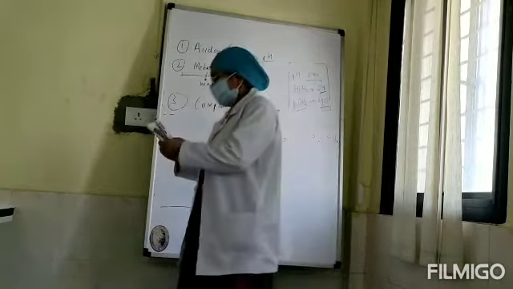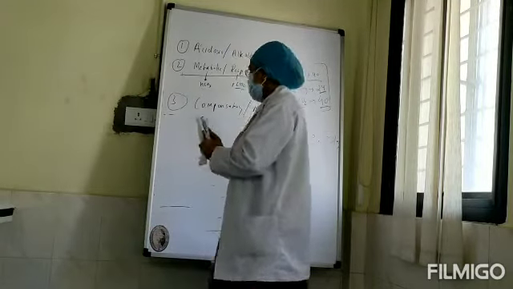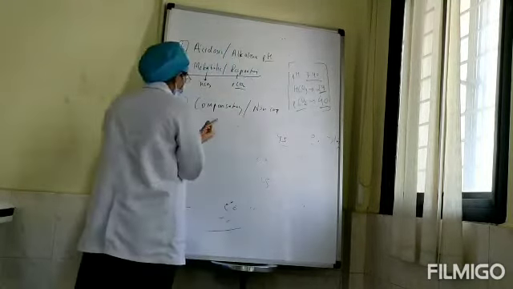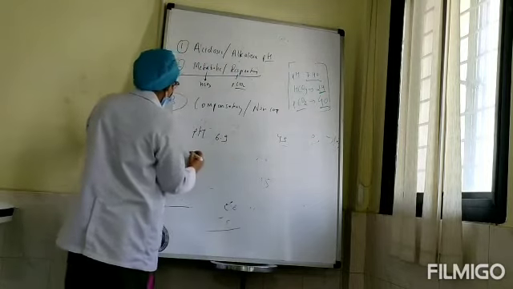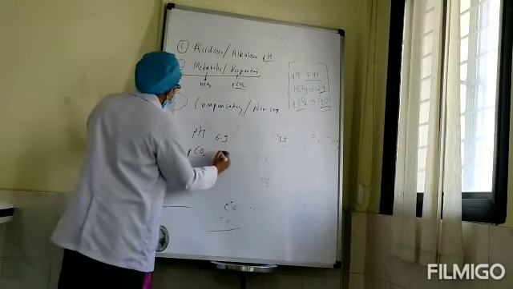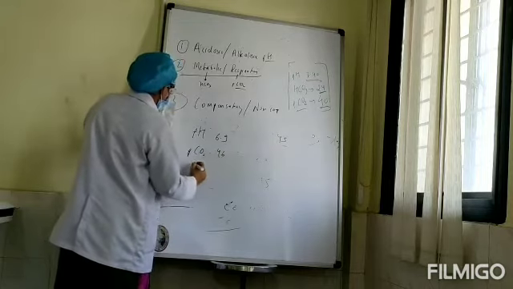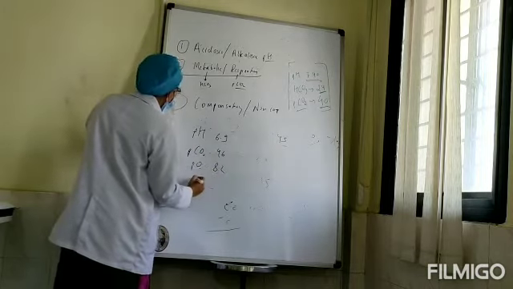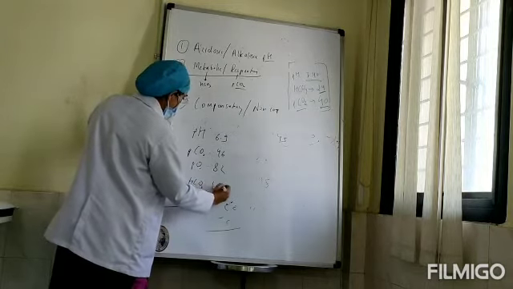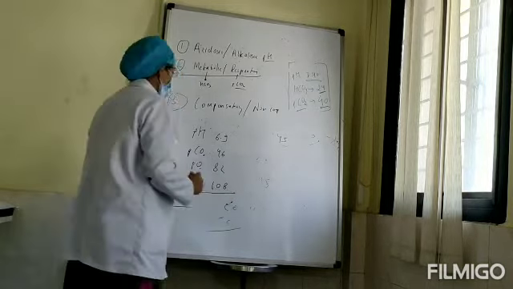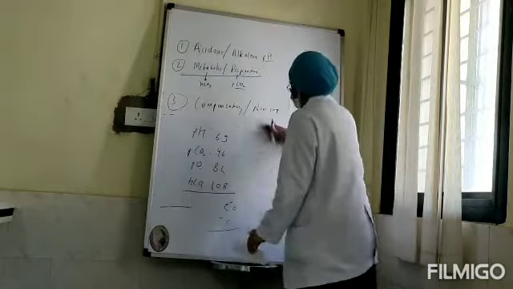Okay. For example, this is a child who has a pH of 6.9, CO2 of 46, PO2 of 82, and the bicarbonate is 10.8. Okay, now we'll go step by step.